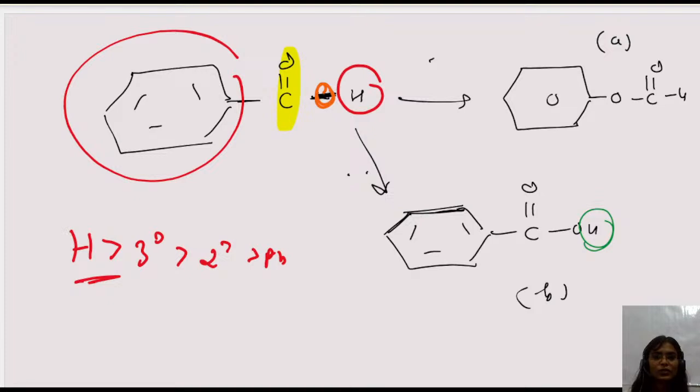Yes, please. Is this point clear? That is why acid forms when we are having aldehyde, because hydrogen has the maximum migratory aptitude. Okay, so that's it.